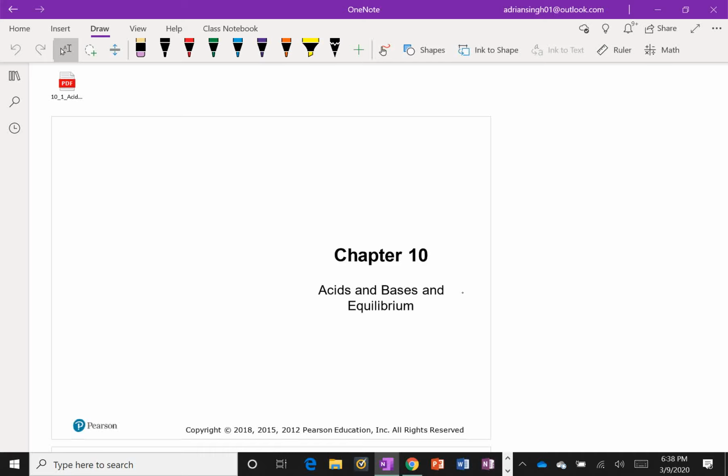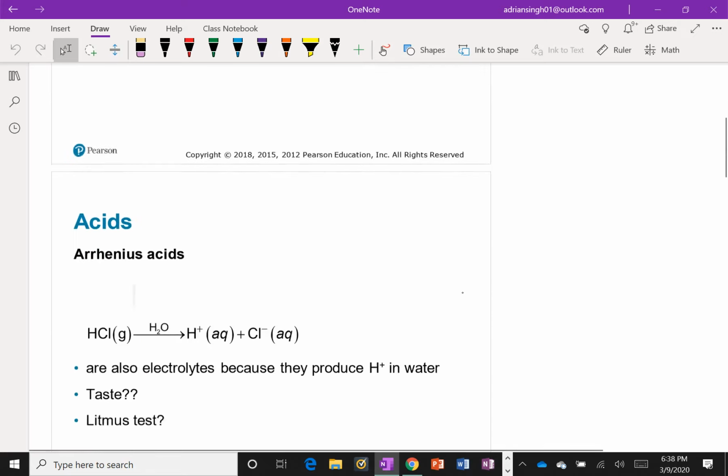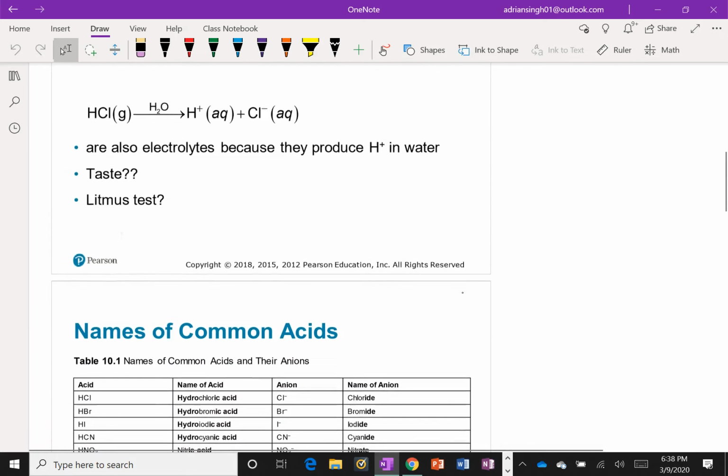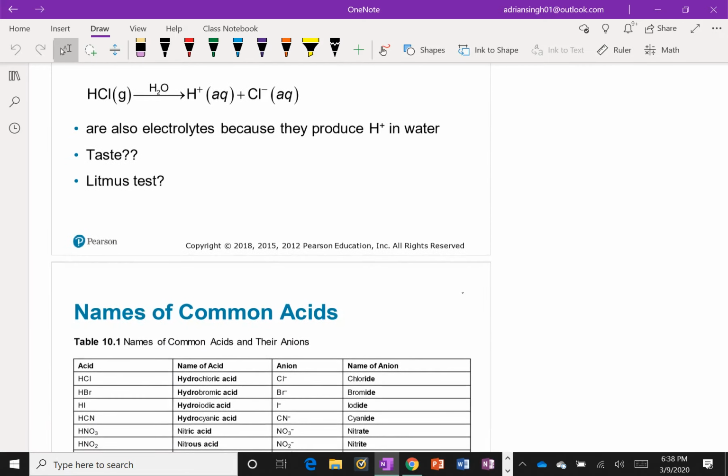Explain the behavior and the characteristics of acids and bases. All right, so the first thing that we're going to talk about is what are acids and what are bases. And we'll take a look at some differences between them.